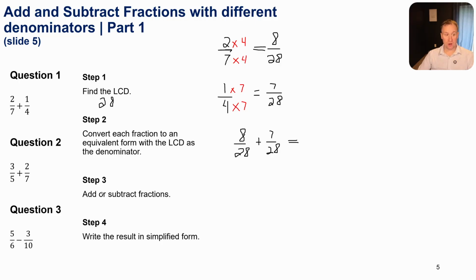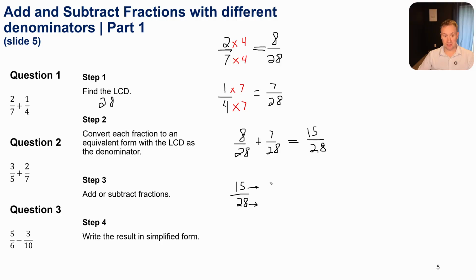Now we go to add and subtract our fractions, so 8 plus 7 is 15, and 28 stays our denominator here. So I now have 15 over 28 here. Then our final question is, can we actually simplify these numbers down? Well, let's go ahead and check what our prime factors are and see if there's any common prime factors. If there is common prime factors, then yes, we would be able to simplify.